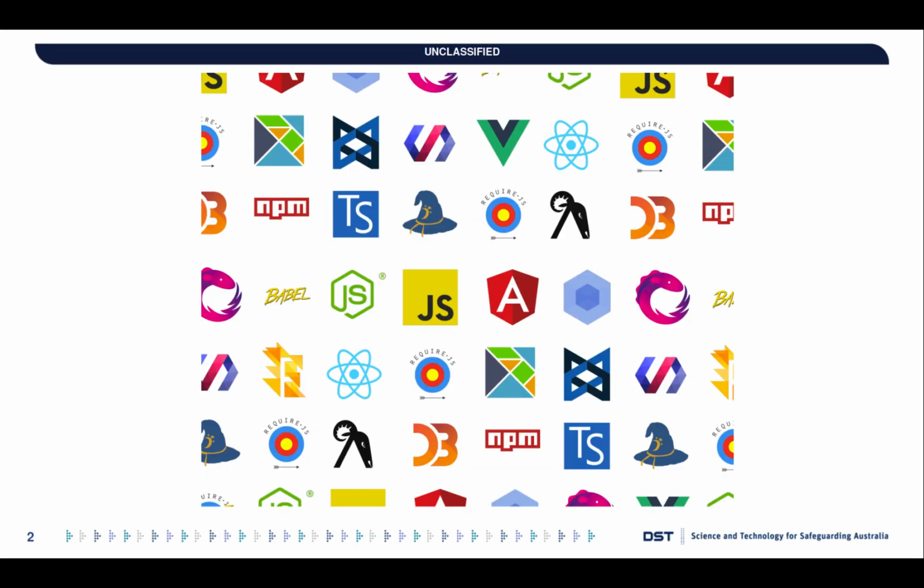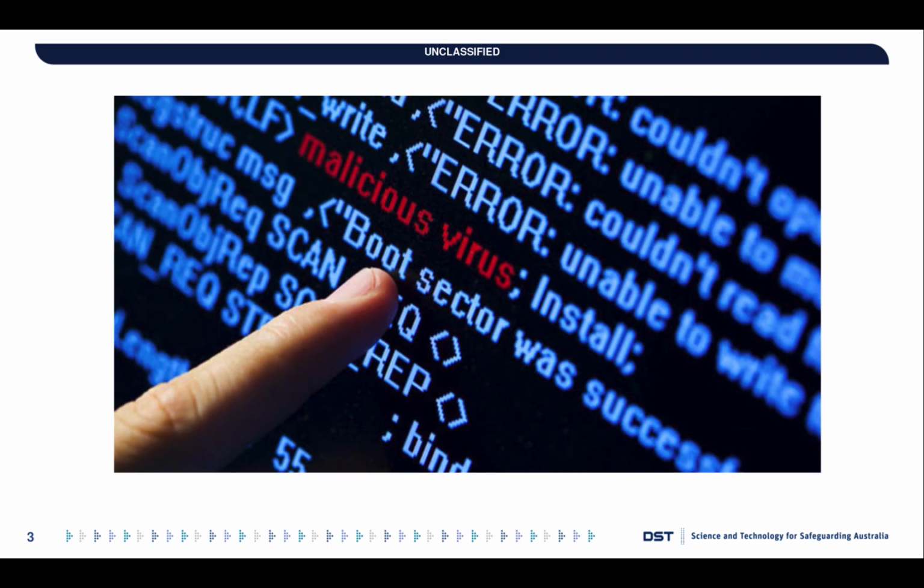These days, JavaScript is everywhere. It's inside your browser, and it's also on your desktop. From your chat apps, such as Slack, to even your coding IDEs, such as VS Code. But I'm not here to talk about the typical JavaScript apps that you're probably familiar with. Instead, I'm here to talk about JavaScript malware.